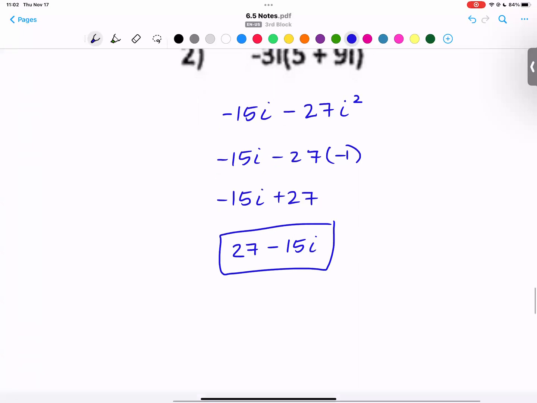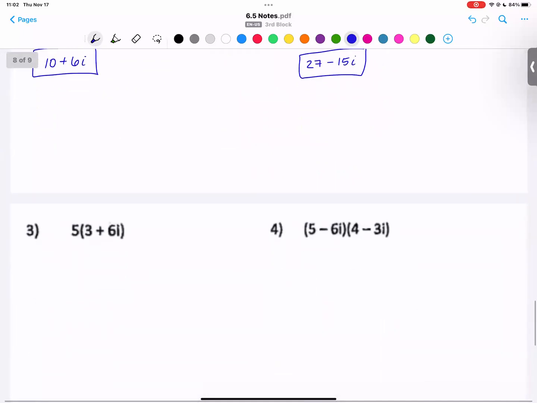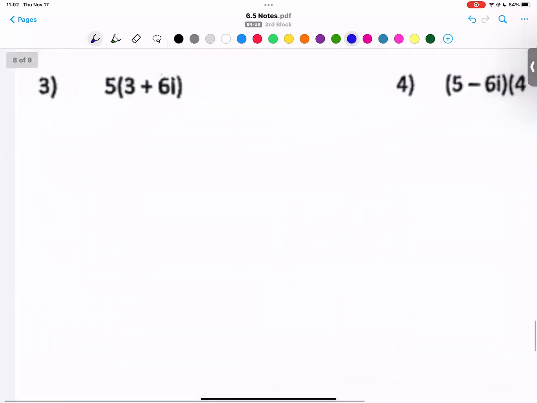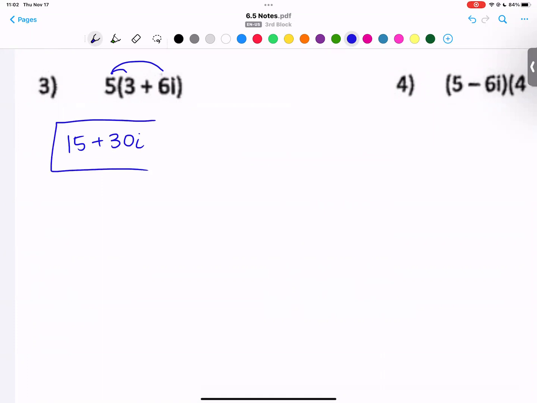Right? A few more examples. 5 times 3 gives us 15. And 5 times 6i gives us 30i. There's nothing else we can do with that one. We are done.